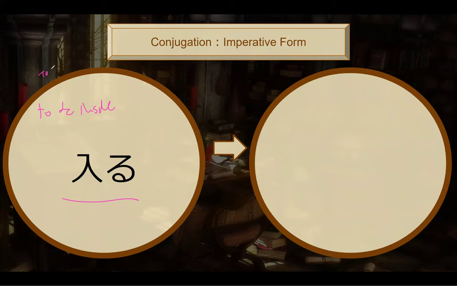Okay, I need some reminding here. Imperative, referring to a command. Yes, command. I am commanding the other party to go in. Correct. So "go in" is haide.